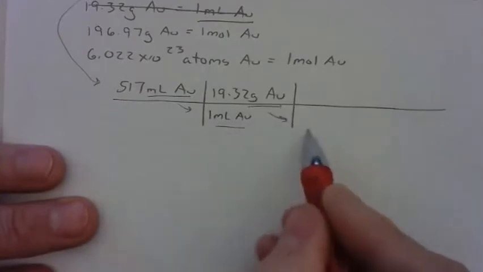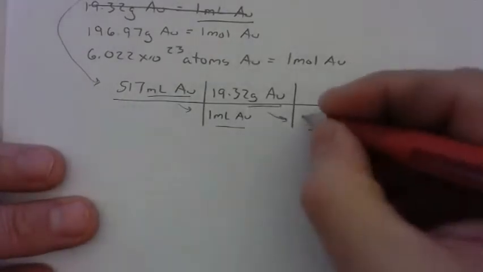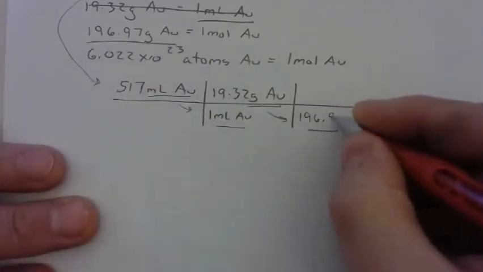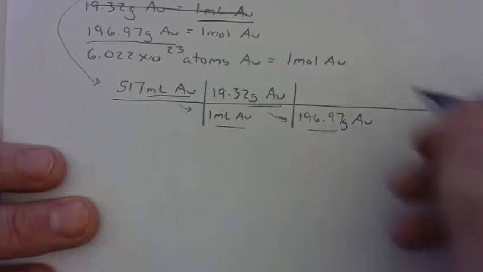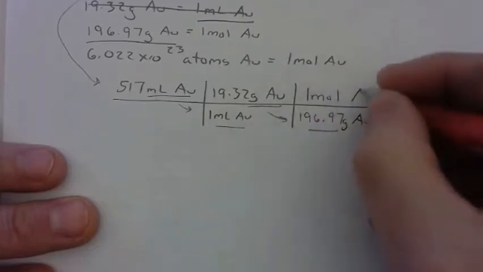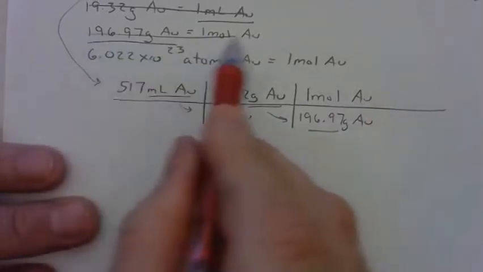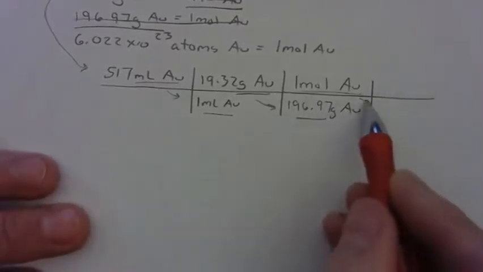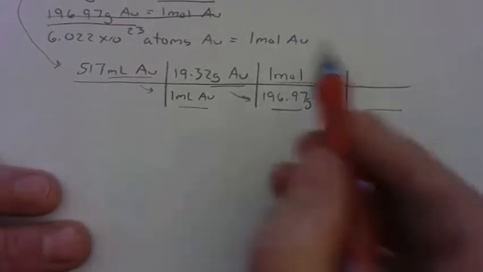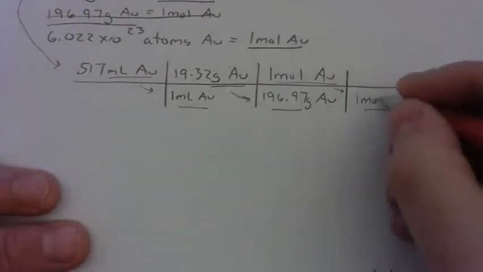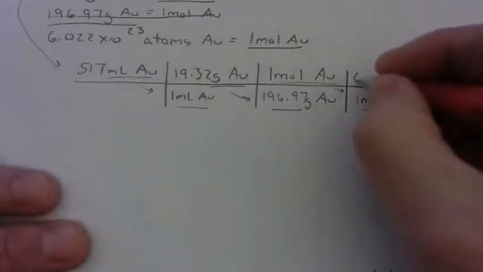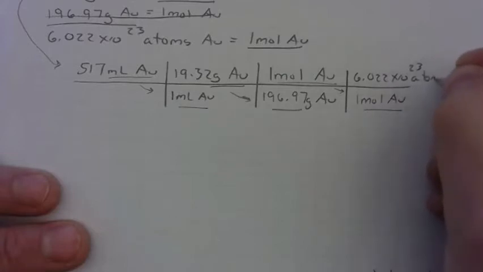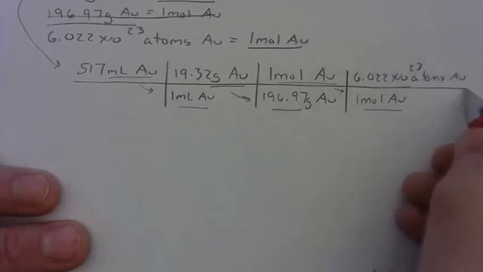Now I have grams of gold. I want grams of gold down there. So the only other grams of gold is right there. It's 196.97 grams of gold, and it's equal to 1 mole of gold. I've used that. Now I'm done with that. And finally, I have moles of gold. I want moles of gold down there. Only other mole of gold is right there. So 1 mole of Au is equal to 6.022 times 10 to the 23rd atoms of Au.